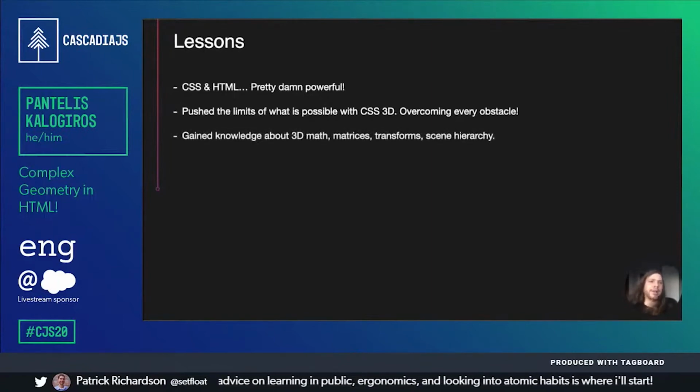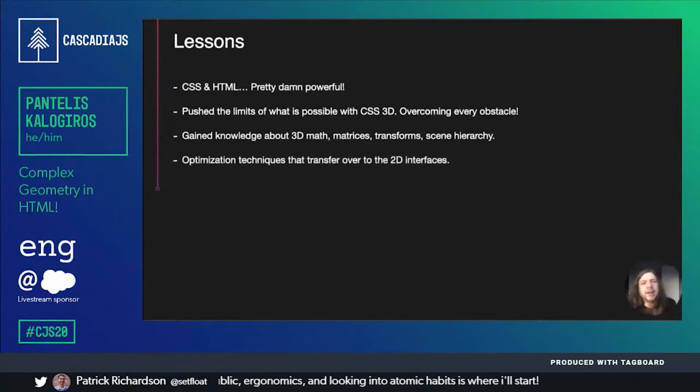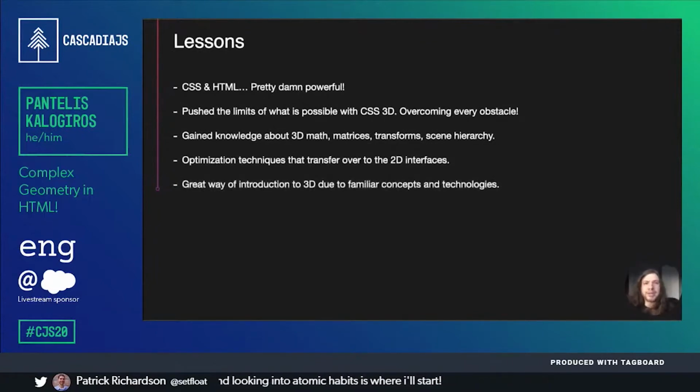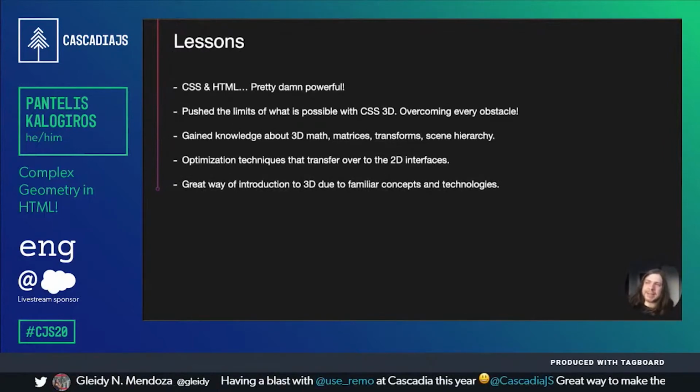So we gained knowledge about 3D math, matrices, transforms, and scene hierarchy. And we also figured out some optimization techniques that can transfer over to 2D interfaces. But what is really interesting about this is that it can be a great way of introduction to 3D because it uses familiar concepts like CSS, CSS Transforms, and the toolkit is basically the developer toolbar that we use every day to debug a website.